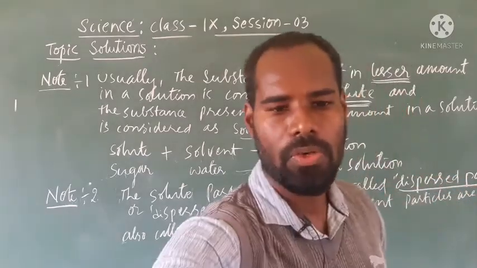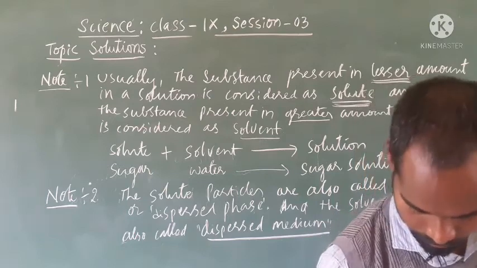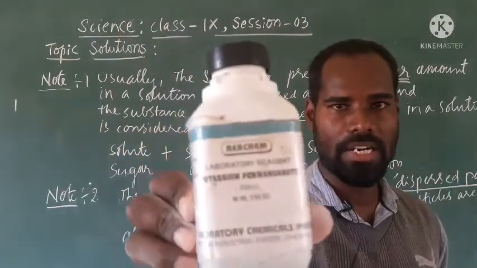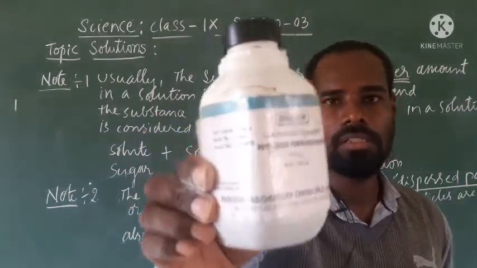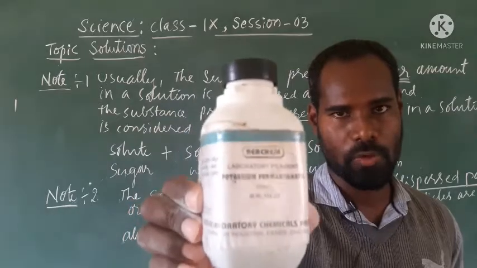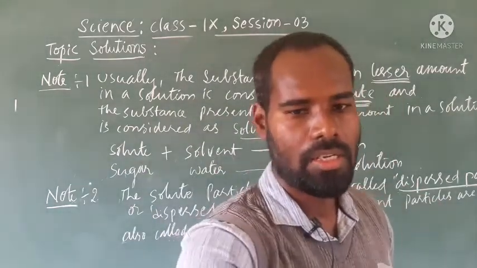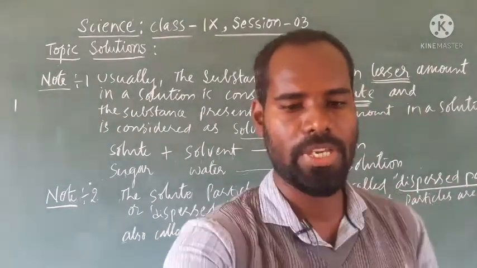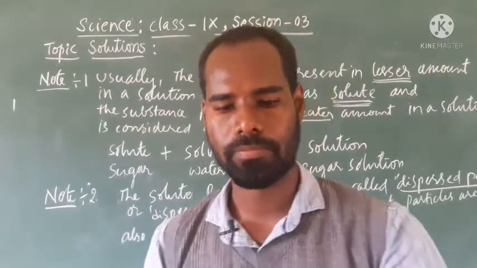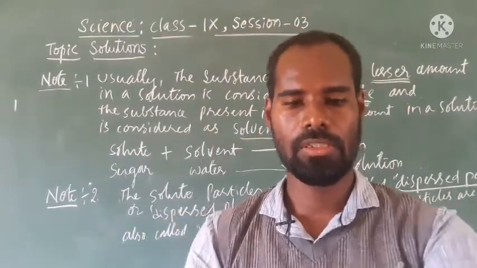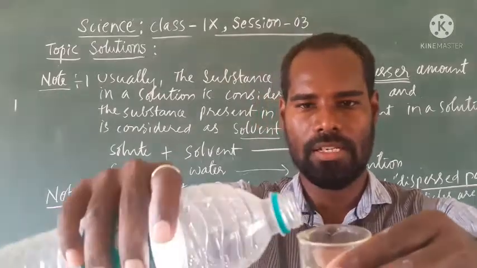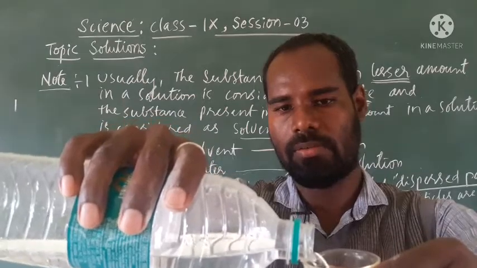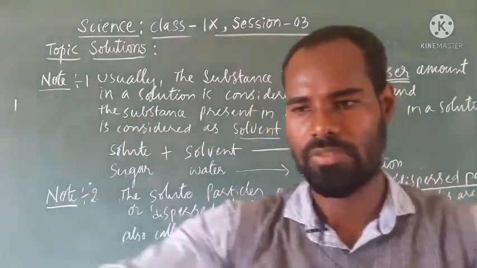Dear guys, now I am going to prepare a small solution in front of you. See, for that I am going to consider potassium permanganate. Actually, this is the solute particles. This is the solute I am considering now, and now I am going to take around 60 ml of water in this beaker. See, I am adding some amount of water in the beaker, around 60 to 80 ml. It is around 70 ml of water I have taken.